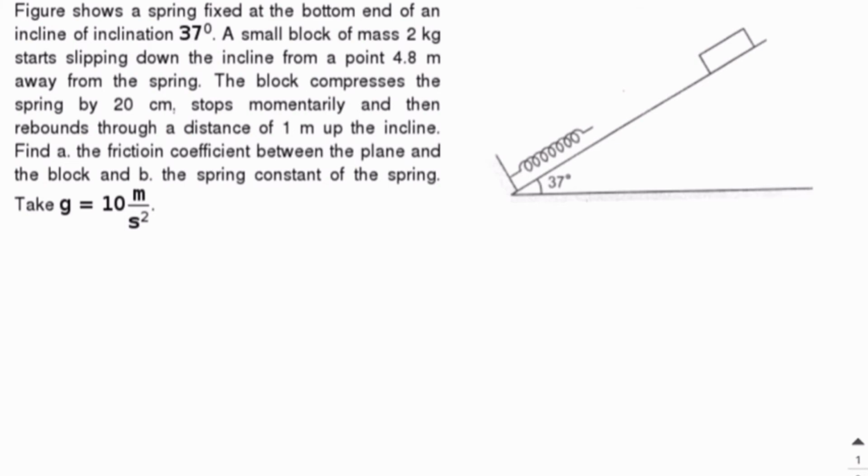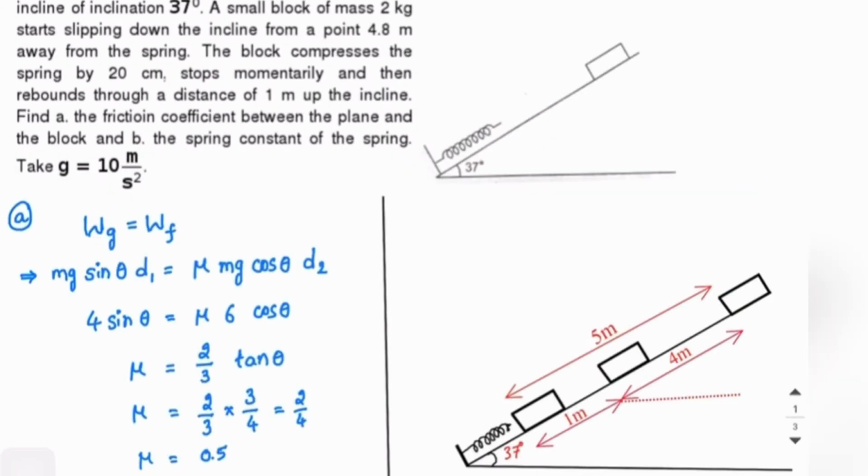It means the net energy gained by the block is 0. Therefore, the total work done by friction must be cancelled out by the work done by gravity bringing the block downwards, which means work done by gravity is equal to the work done by friction.